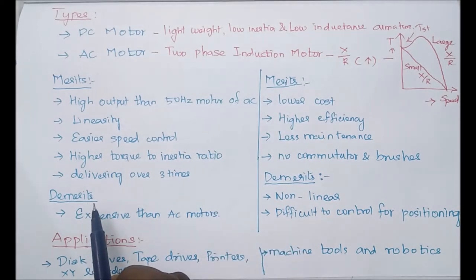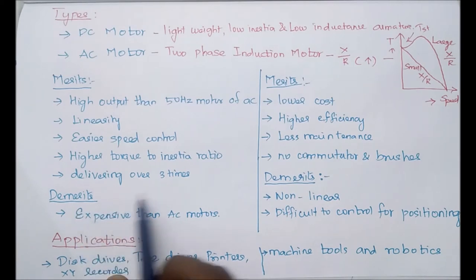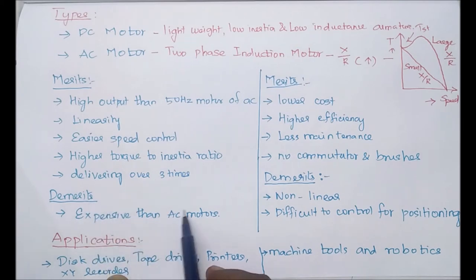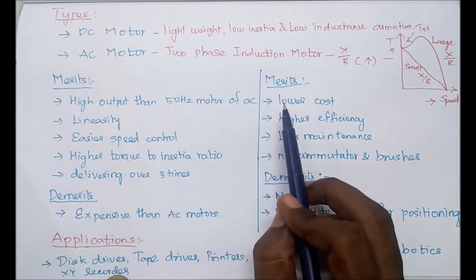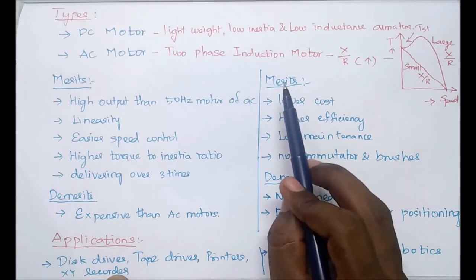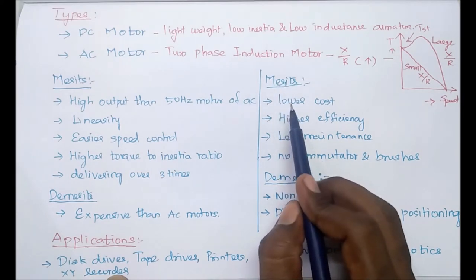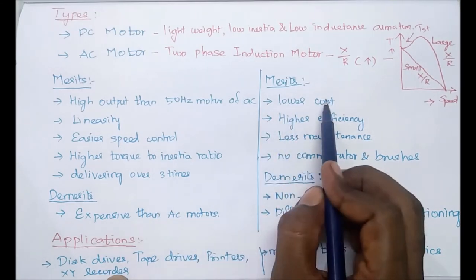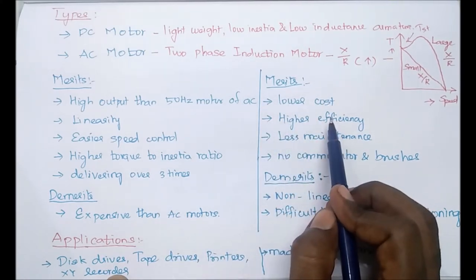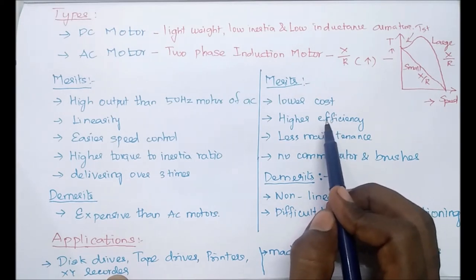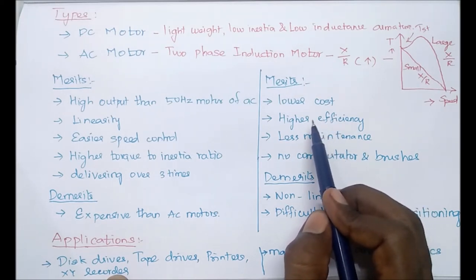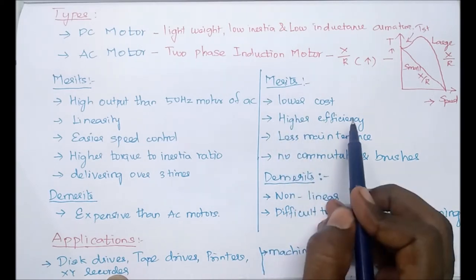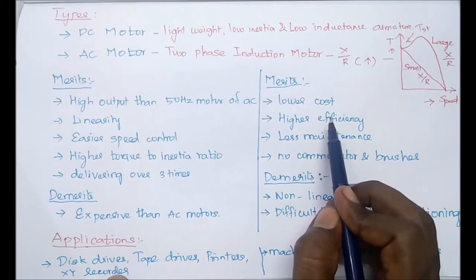Next, demerits of DC servo motor. The only demerit is that it is expensive when compared to AC servo motor. Next, AC servo motor. Merits of AC servo motors are low cost, because the DC one is expensive, it means this is low cost. Then high efficiency, because in AC there are no commutator or brushes. Therefore, those losses will not be present in AC motor. Therefore, it will have high efficiency.